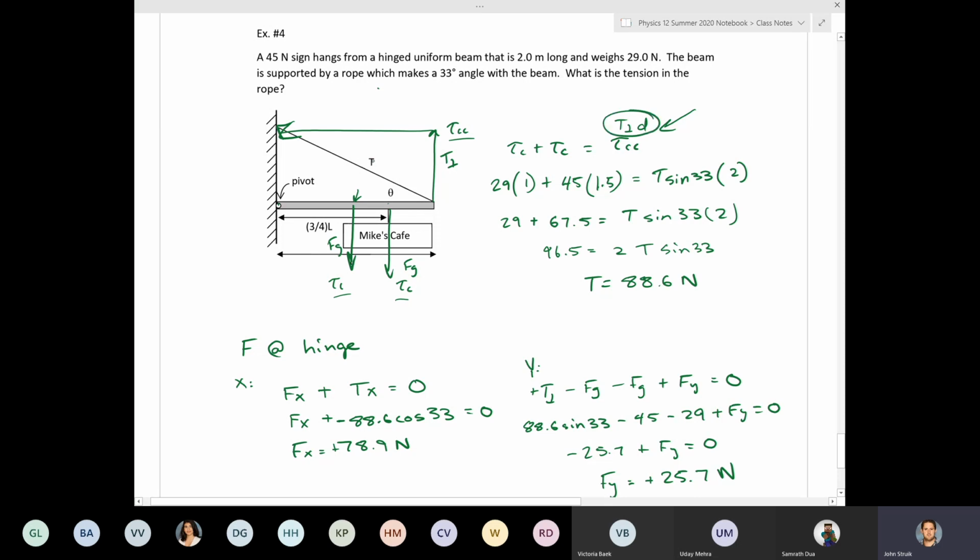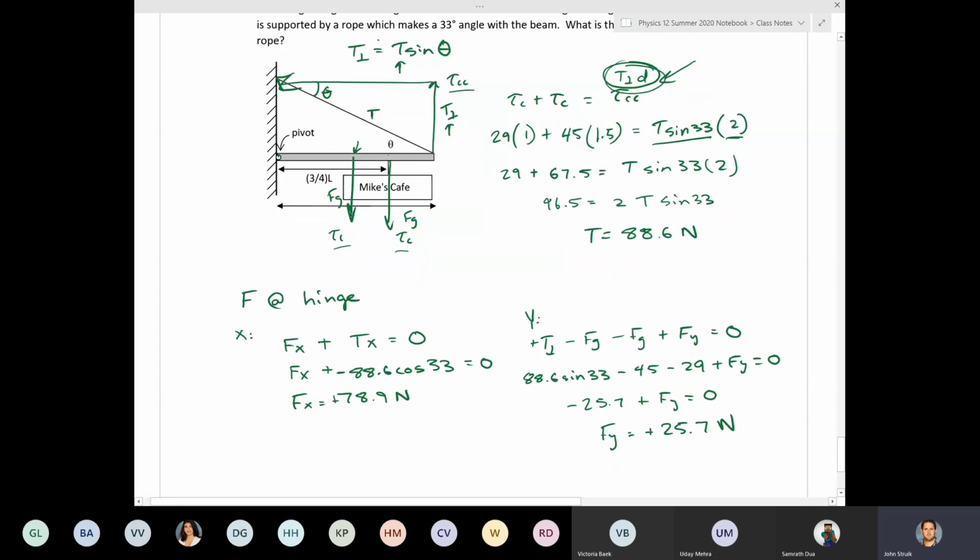And so T perpendicular is T sine theta. Okay, so that's where I'm getting the T from. I'm solving for the hypotenuse of the tension by using the T perpendicular causing torque. So T perpendicular times the distance, T perpendicular is T sine theta, distance is 2, and then you're just solving for tension. Okay, hopefully that answers your question.